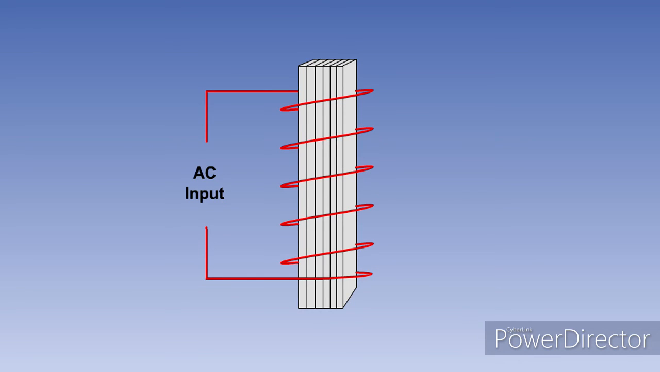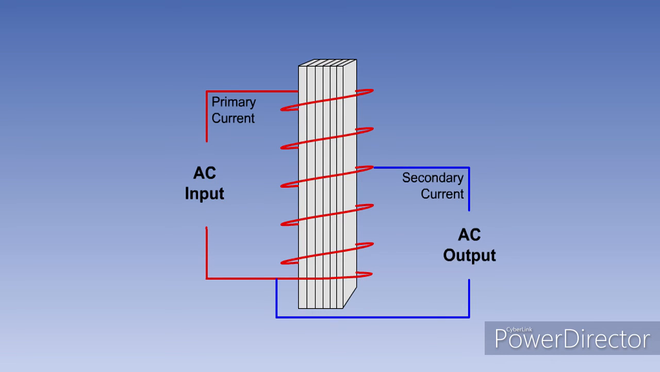An auto transformer uses a single winding on a laminated core with a pick-off at a predetermined point along the coil. As you can see, part of the coil carries both the primary and secondary current because it is common to both windings.